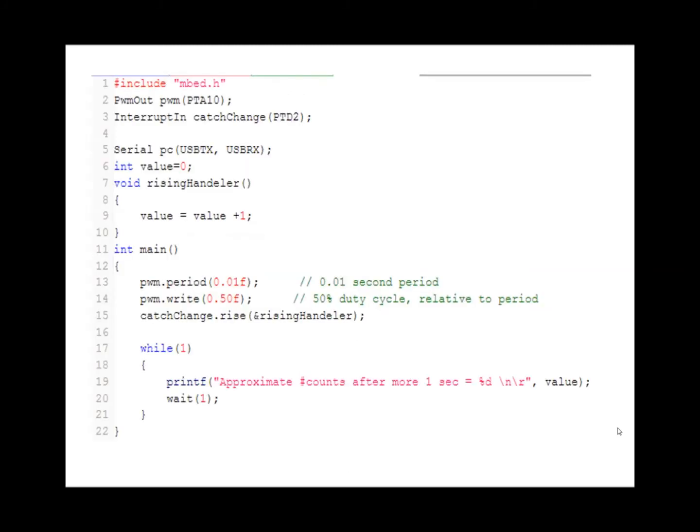Okay, what about this? Close to what you did. Here I set period 0.01 and some duty cycle, and then rise, attach the handler, and in the handler I just count. I should call it count, sorry for the bad name.